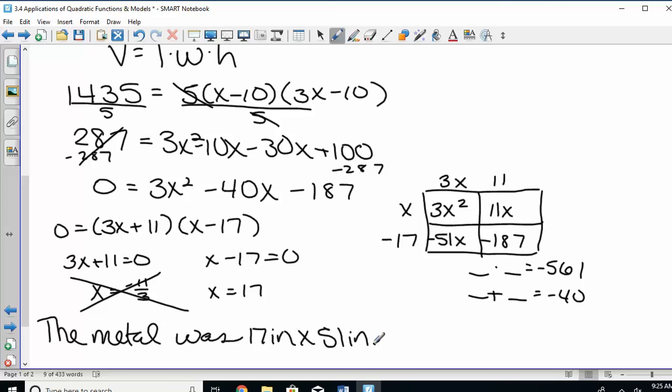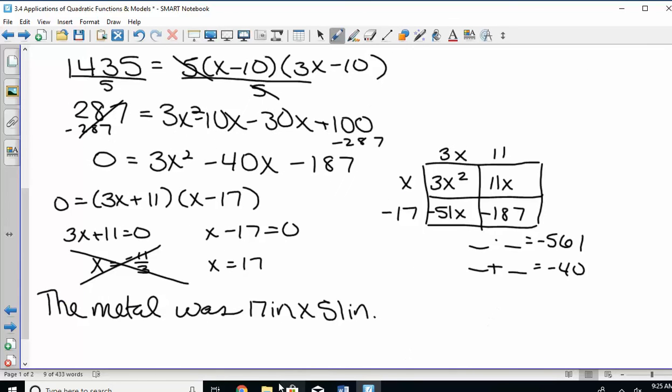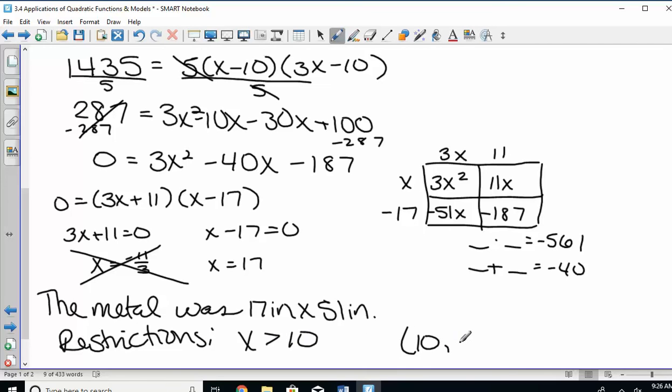Could it have been like 5? That seems fine here, but could you remove 5 inches from each side if it was only 5 to begin with? So it would have to be at least how big? 10. It's got to be bigger than 10 in order for us to be able to cut that off. So the restrictions on x would be x is greater than 10. Or you could think of that as 10 to infinity.